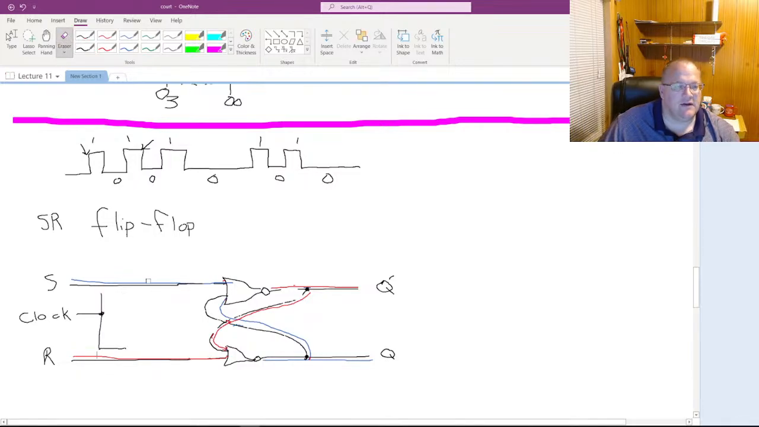What we need to do then is erase a little bit here. We have this S coming in and this clock, and we're going to do an AND there. Then we're going to do the same thing down here. Get rid of a space here, some spots, and put an AND in here.